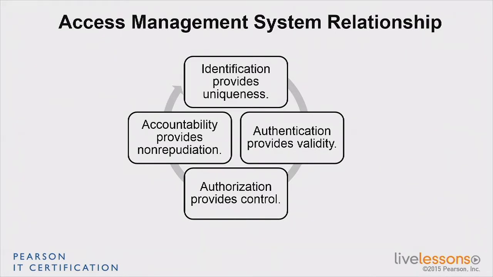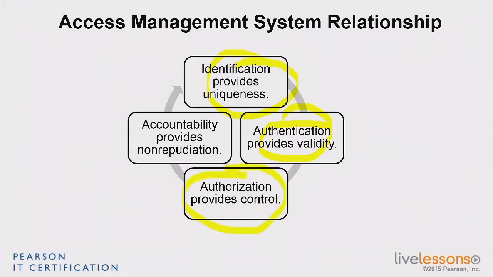So when we put this all together, if we look at an access management system and we look at the relationship between the components that we just spoke about, we have identification provides uniqueness. Identification is how a subject says, this is who I am. Authentication provides validity. So authentication is how the subject proves their identity.